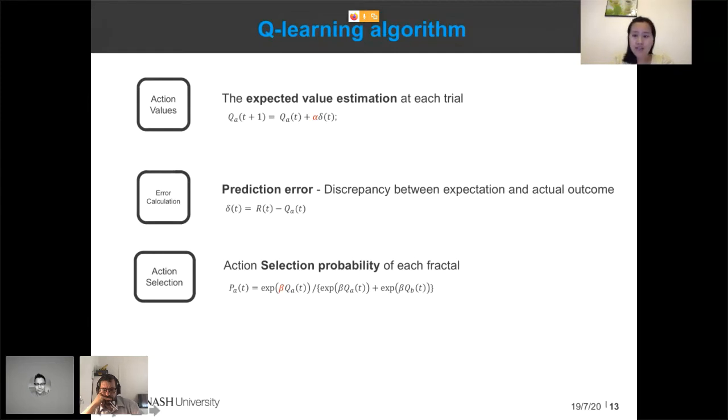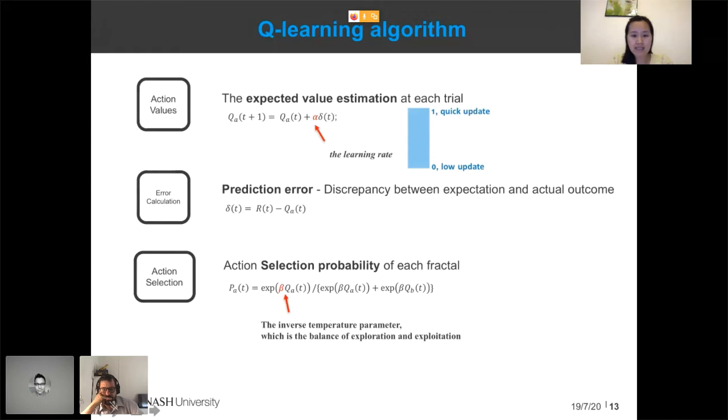Finally, for the action selection component, we use a softmax rule to calculate the action selection probability. Here, the alpha parameter is the learning rate, which is scaled from 0 to 1 and shows how quickly participants update their choices during the task. And the beta here is the inverse temperature parameter, which balances participants' exploration and exploitation, and it is scaled from 0 to 20.